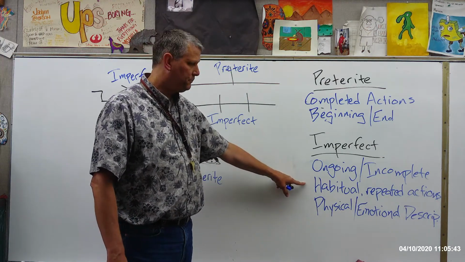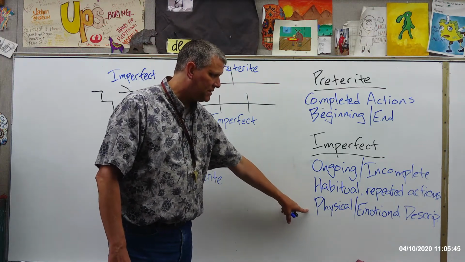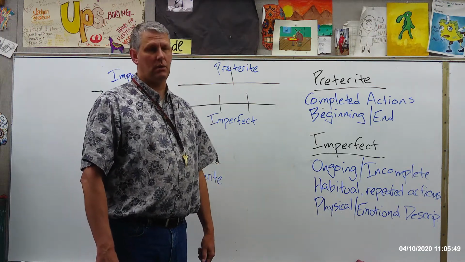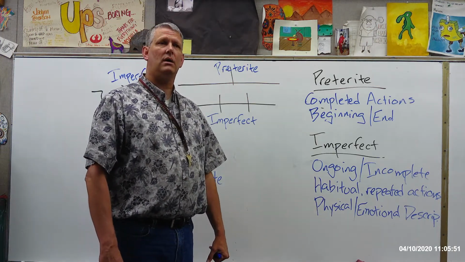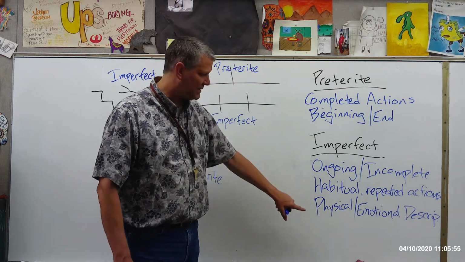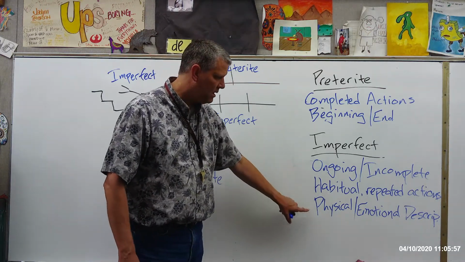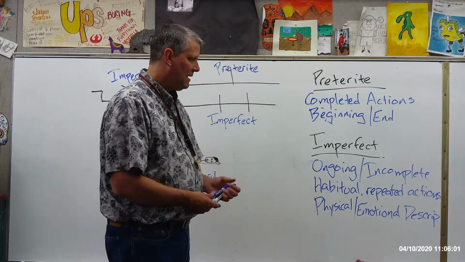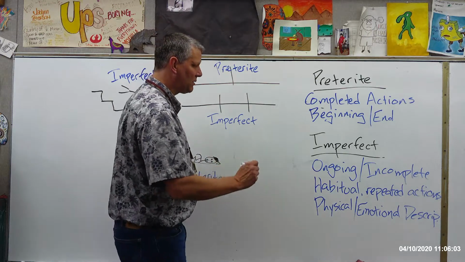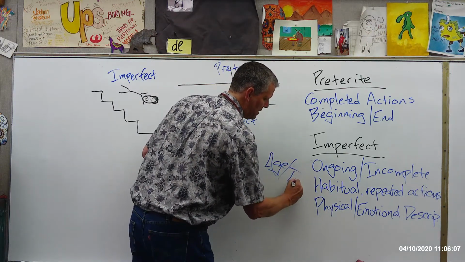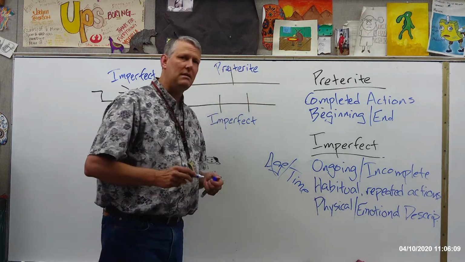That's the imperfect. Okay? And then whenever you're talking about physical or emotional descriptions, somebody was sad, it was hot, it was raining, he was hungry, anything like that. Anything that was ongoing, think of it as like an ongoing action. A physical or an emotional description is always going to be in the imperfect. And then this is the kicker. This is the one that really throws people. Age and time is always going to be in the imperfect.